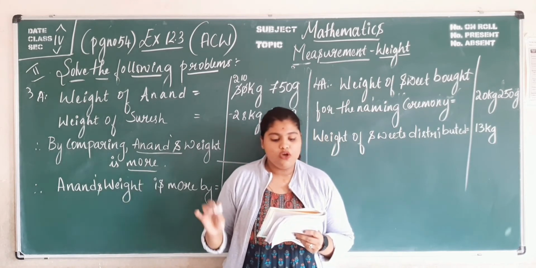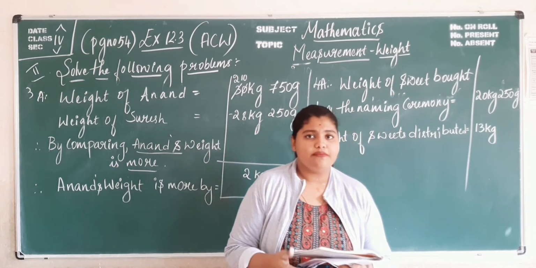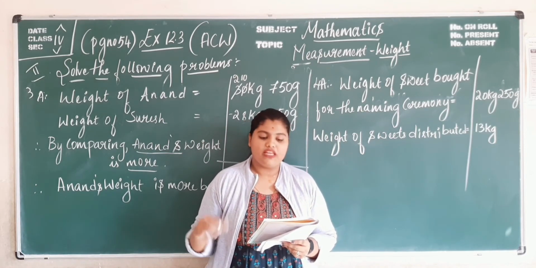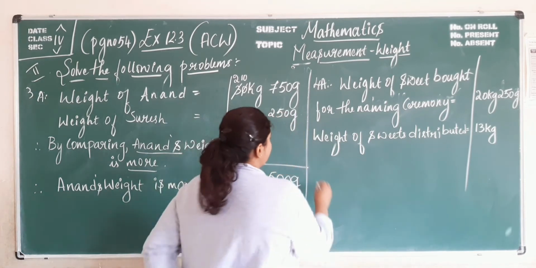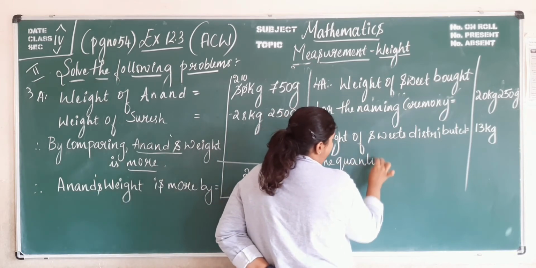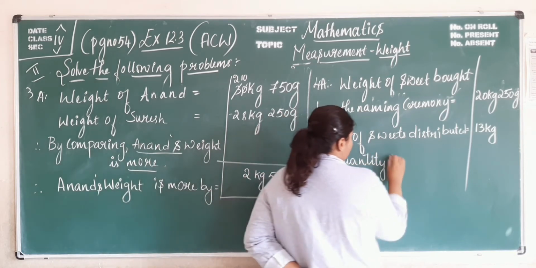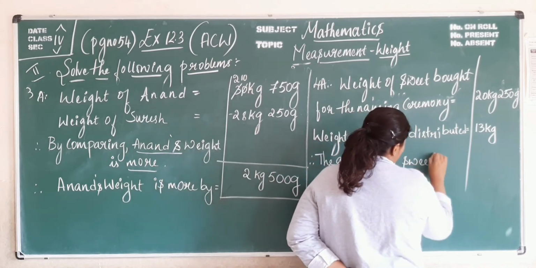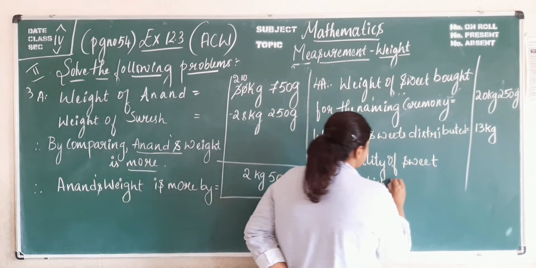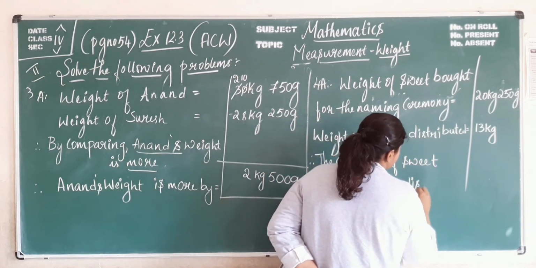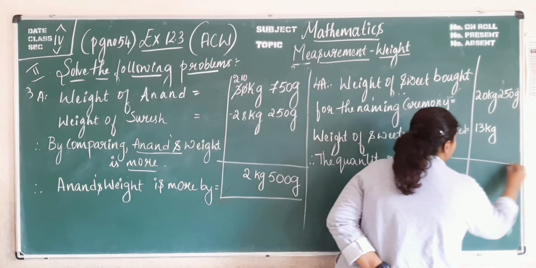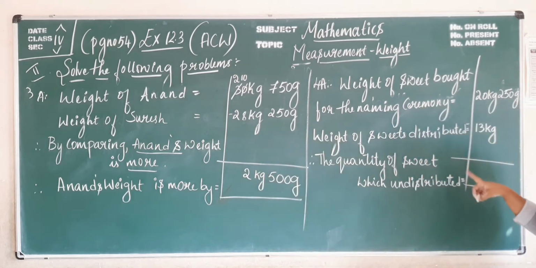So what is the quantity of sweet undistributed? What is the last statement? Yes, the quantity of sweet undistributed. Therefore, the quantity of sweet which is undistributed, which means not distributed, is equal to, as I told you, we'll be subtracting.